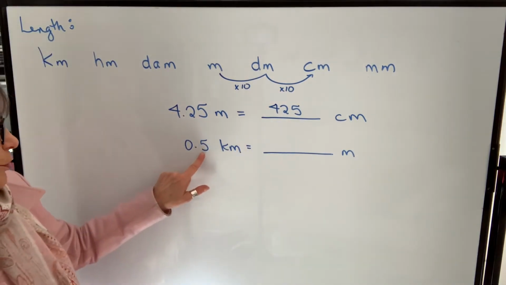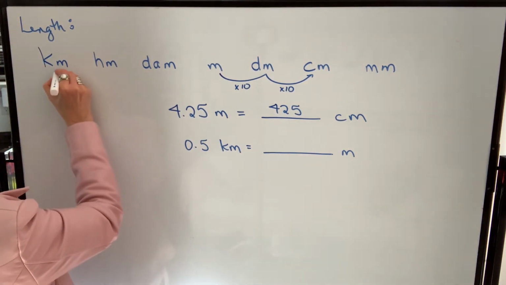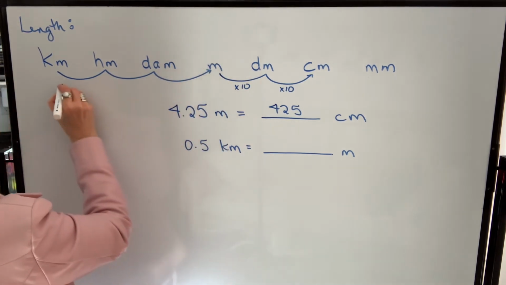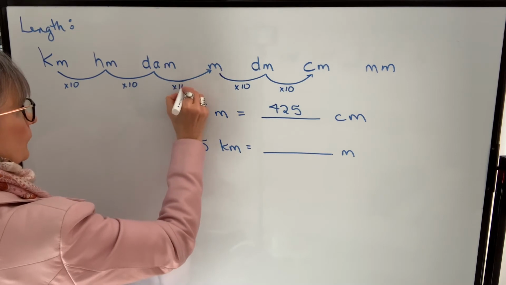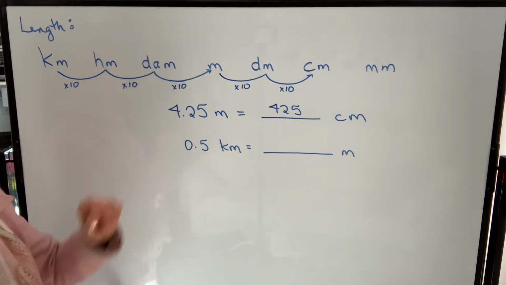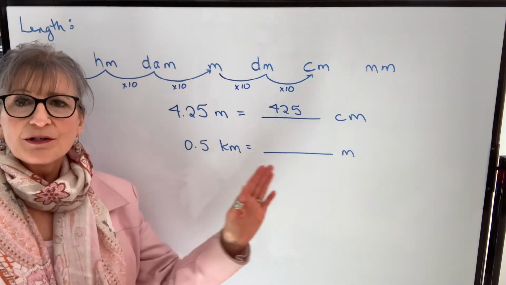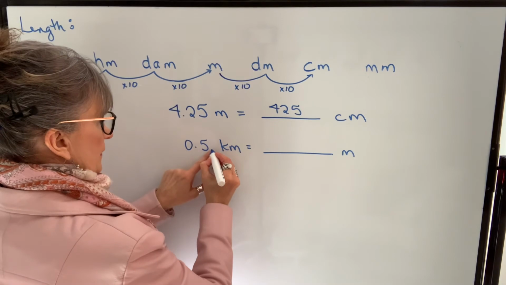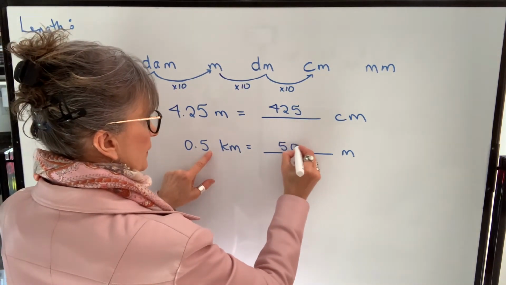Let's do another example. We want to change 0.5 kilometers to meters. So we start with this unit. We're going to go 1, 2, 3 places to the right. Each time we move to the right, we multiply by 10. So in other words, we're multiplying by 1,000, or in other words, we're moving our decimal point 3 places to the right. So we move our decimal point 3 places, we go to the end of the number, and then we put zeros in. So it will be 500 meters.